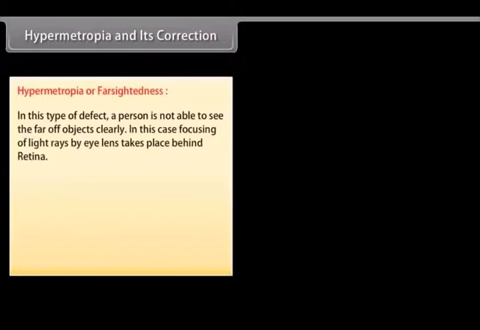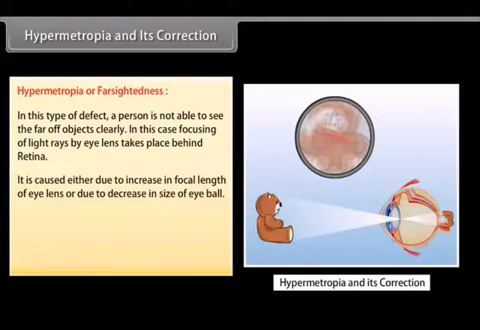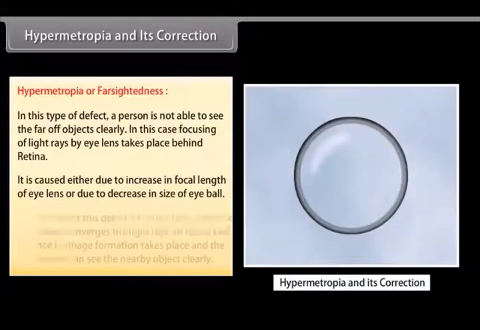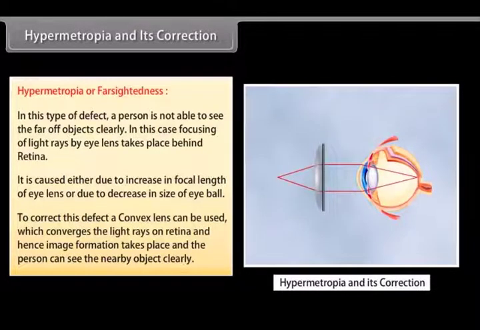Hypermetropia and its correction. In this type of defect, a person is not able to see far-off objects clearly. In this case, focusing of light rays by the eye lens takes place behind the retina. It is caused either due to increase in focal length of the eye lens or due to decrease in size of the eyeball. To correct this defect, a convex lens can be used which converges the light rays on the retina and hence image formation takes place and the person can see the nearby object clearly.